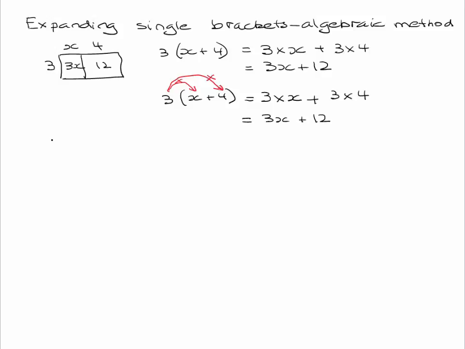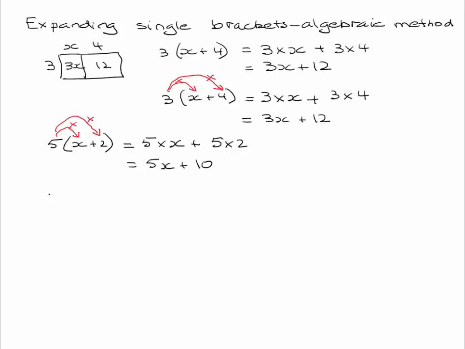Let's look at another example. 5 brackets x plus 2. So what that means is that the 5 is multiplied by the x and the 5 is multiplied by the 2, which gives us 5x plus 10.